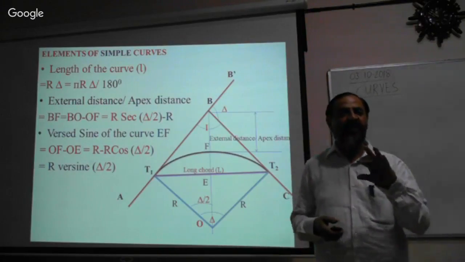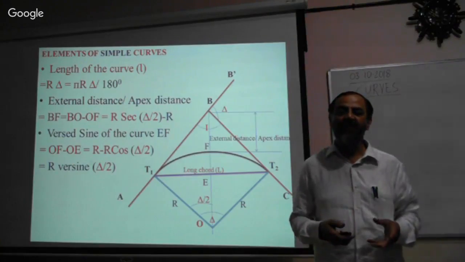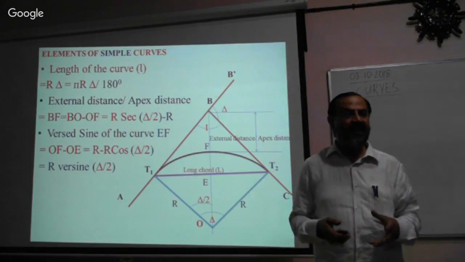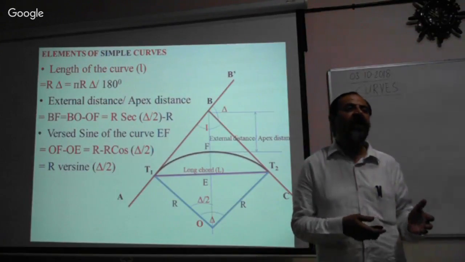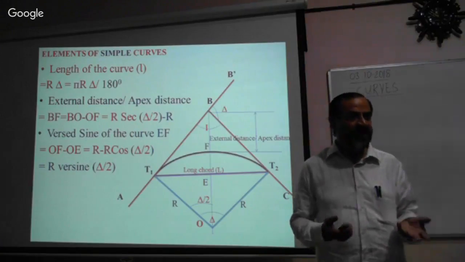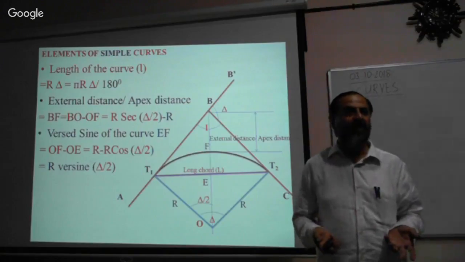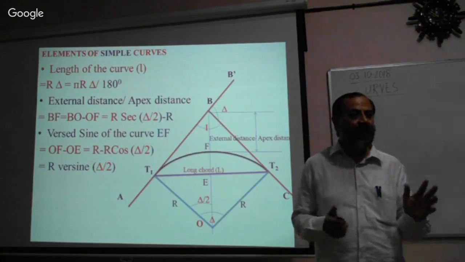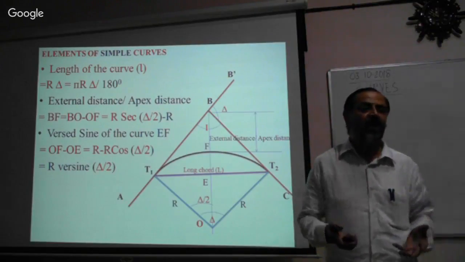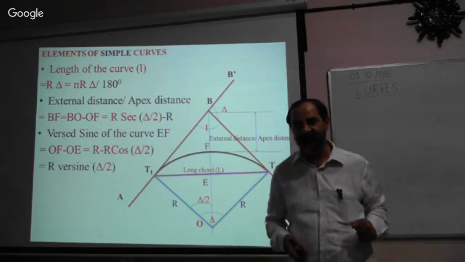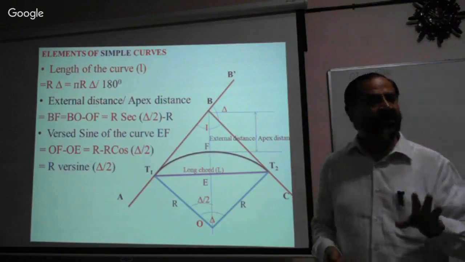The radius will be decided by the engineer. We need some criteria. What are those criteria? That is the type of the road. Whether you are constructing a small road, like a village road, taluk road, district road, or highways, state highway, national highway, express highway. Depending upon the type of road you are employed to construct, you have to decide. It is the decision of the engineer, isn't it?